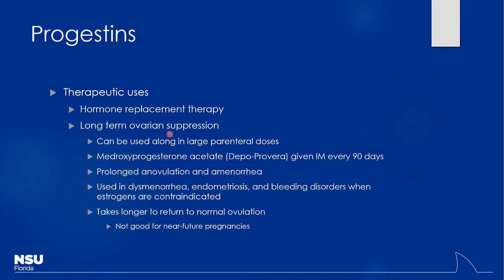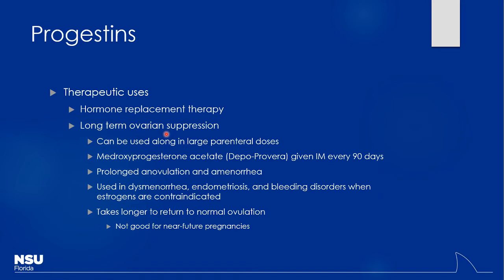You can use progesterones by themselves to shut down ovulation. You're going to find, though, that it may not be as effective as using both estrogen and progesterone, because if you recall that negative feedback loop, progesterone will additionally go back and inhibit GnRH and LH and FSH release from the hypothalamus and the pituitary.